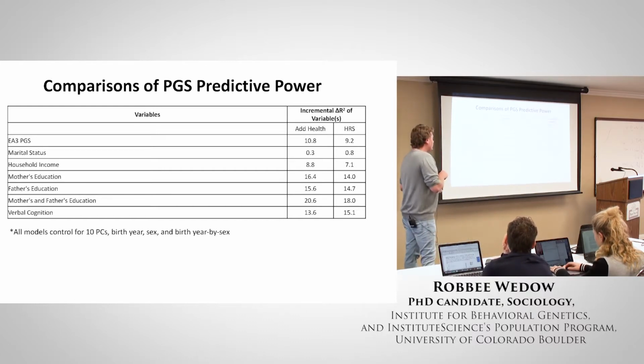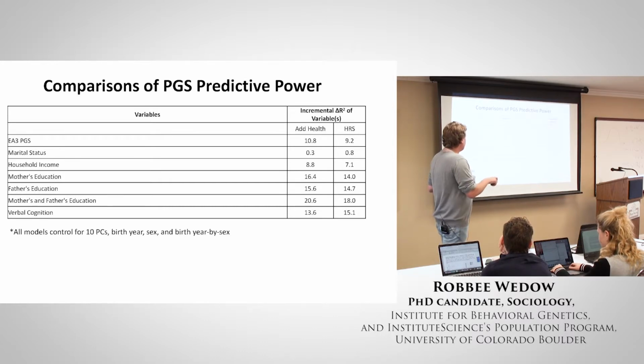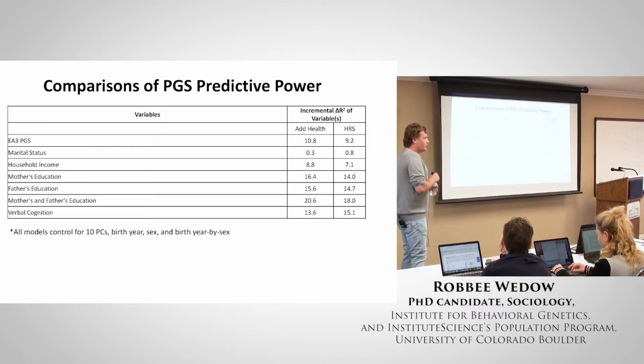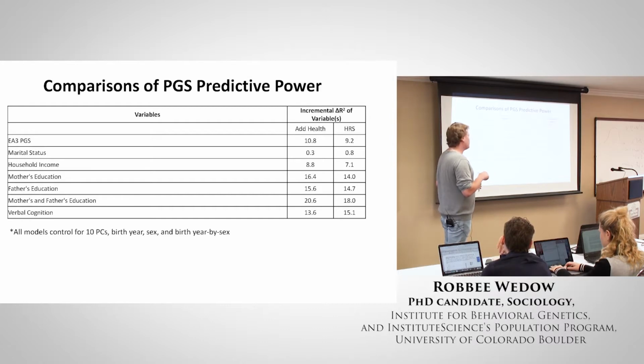And so you can see here that with the large sample sizes that we have in EA3, we're now beginning to outcompete some variables that have historically explained a lot of the variation in educational attainment, like household income. And also, even though the polygenic score is underperforming variables like mother's education, father's education, or verbal cognition, the predictive power is now so high that we're beginning to compete with some of these variables as well.